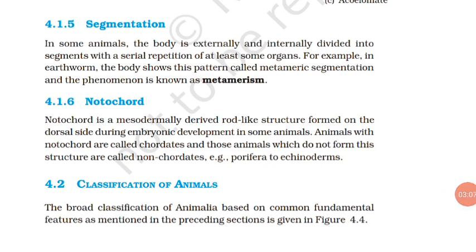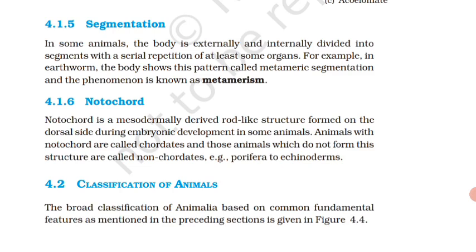Next, segmentation. In some animals, the body is externally and internally divided into segments with a serial repetition of at least some organs. For example, in earthworm, the body shows this pattern called metameric segmentation, and the phenomenon is known as metamerism.